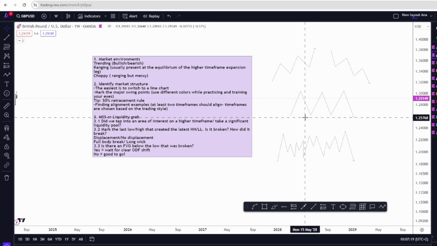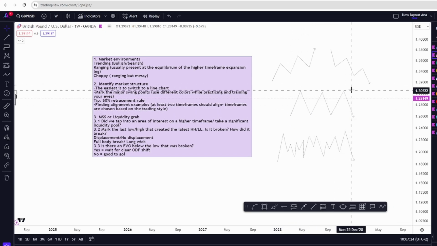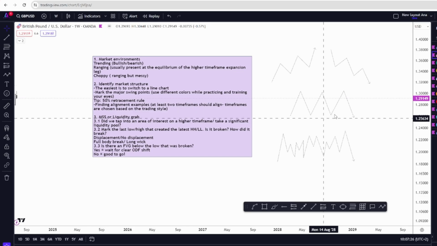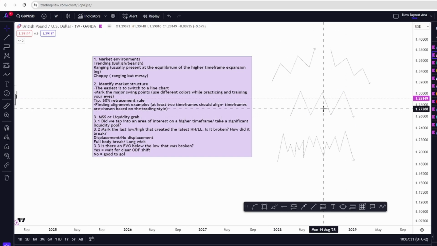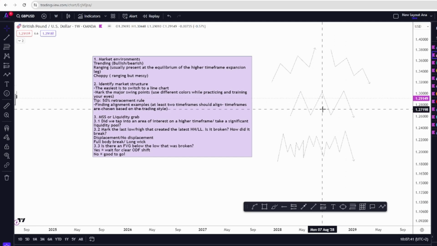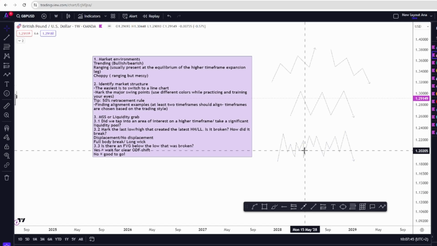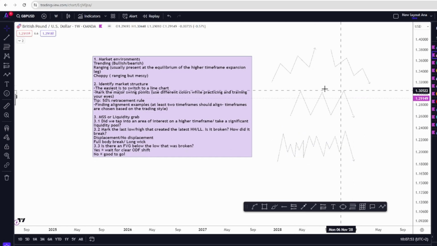The second type is a ranging market, and this is an environment when price is bouncing between two levels. This type of environment usually occurs at equilibrium. So if we identify the last expansion leg from the higher time frame that we trade, we're going to notice that usually the ranging environment comes at equilibrium points. And lastly, we have the choppy market, which is again a ranging market, but much harder to read and understand.